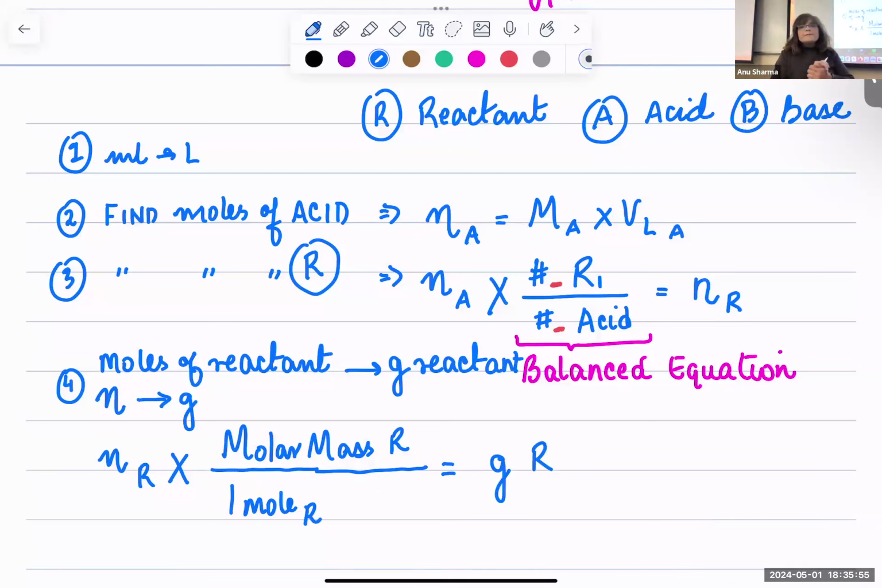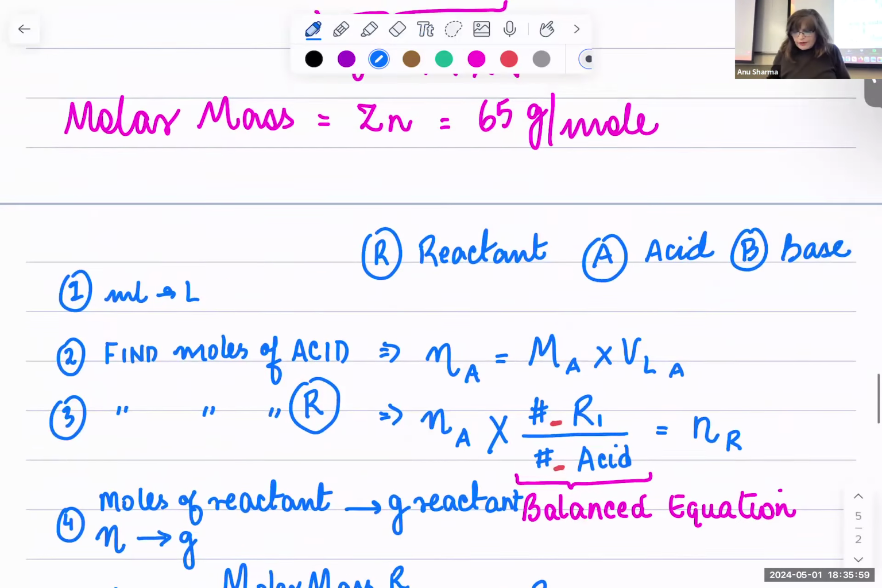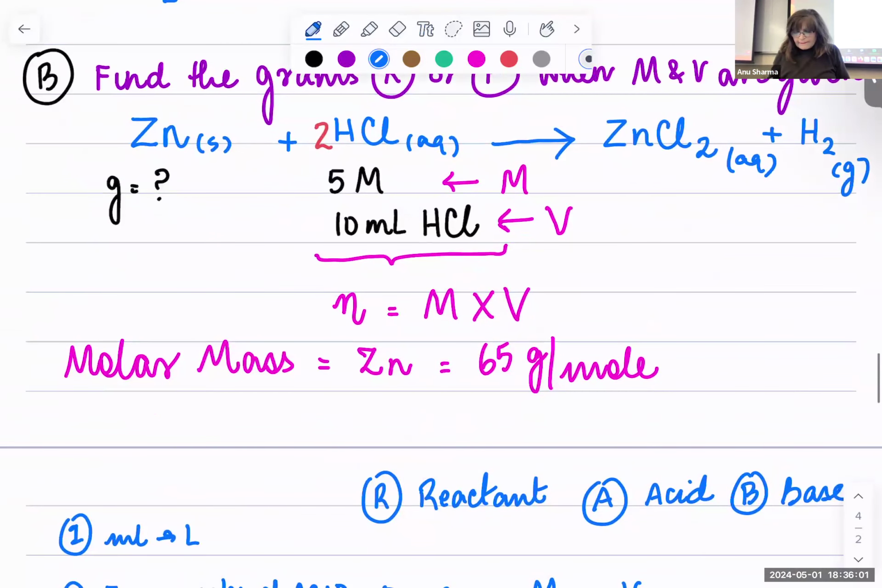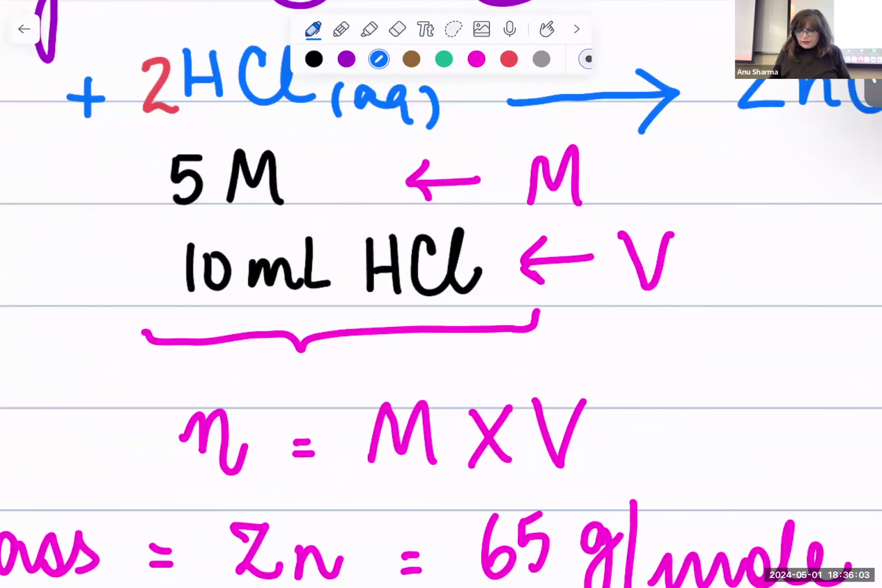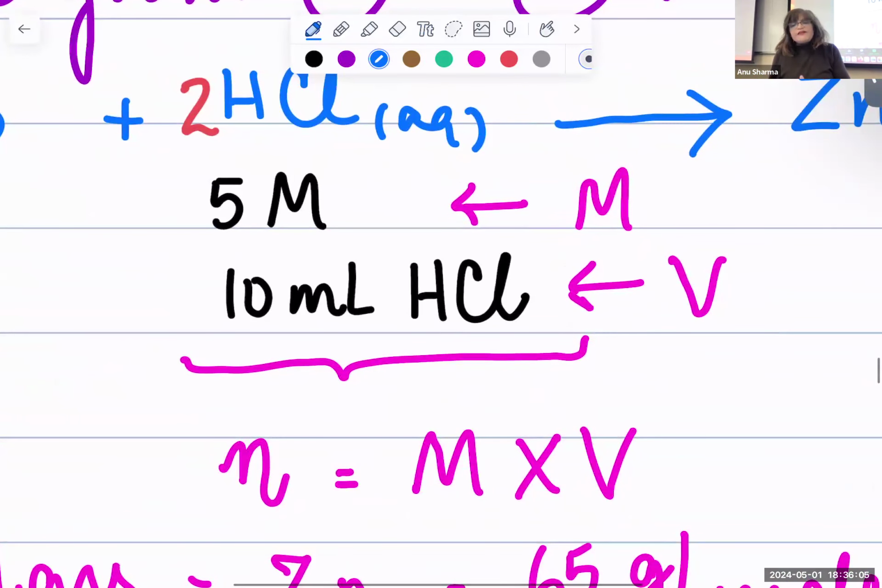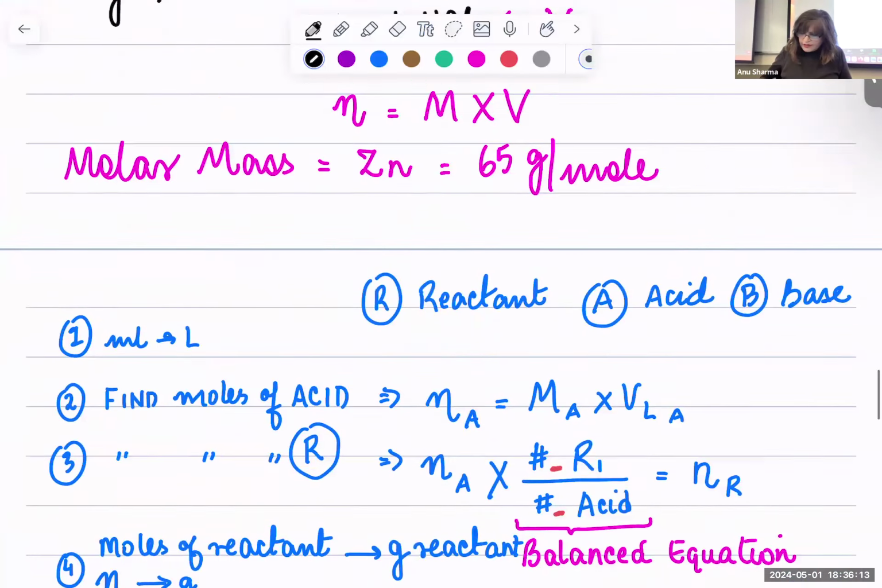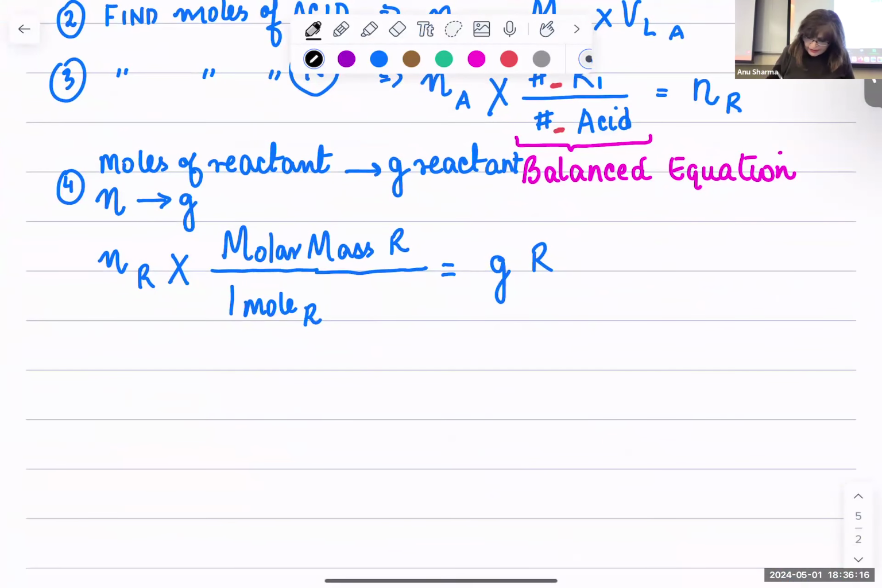Okay, clear? Fine. Will you be able to do it? So you can do it, 5 moles. So multiply 5 times 10, 50. No, 10 ml becomes what? Let's do this in case. Let's just do this here. I've given you the strategy, but let's do this here.